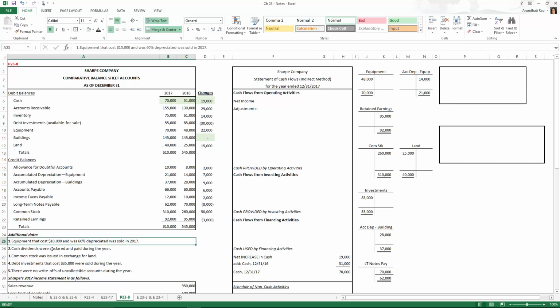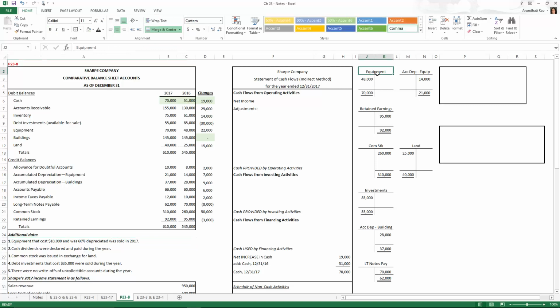Equipment that cost $10,000 and was 60% depreciated was sold in 2017. So I open the equipment account. I open the accumulated depreciation equipment account. I've copied down my beginning and ending balance for equipment. Those are the numbers over here. I've done the same for the depreciation on the equipment, the 14 and the 21,000. It's a credit balance because it's a contra asset account. Now what I've done for myself, and these are just notes, all of these T accounts and the notes, journal entries, etc., they're just for my reference.